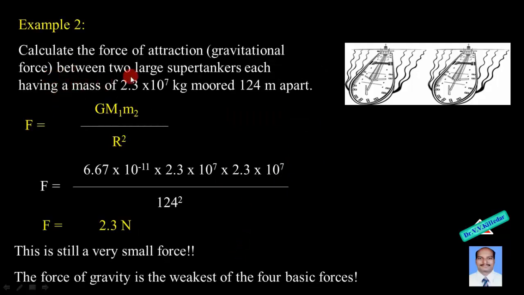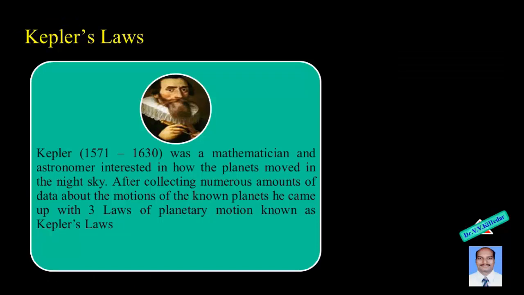We calculate the force of attraction between two large super tankers, each having a mass of 2.3 x 10^7 kg, 124 meter apart. Again, by using Newton's law of gravitation and substituting the values, we find that this force comes out to be 2.3 Newton. So even though we are considering the huge mass of 2.3 x 10^7 kg, the magnitude of this force is still only 2.3 Newton. So this is still a very small force. We see that the force of gravity is the weakest of the four basic forces which we have seen at the beginning of this topic. So these forces are negligible.